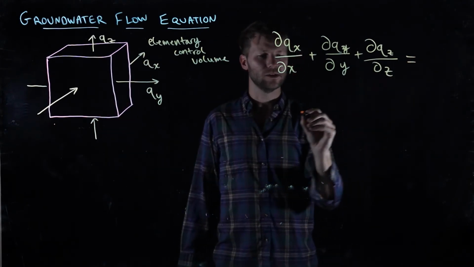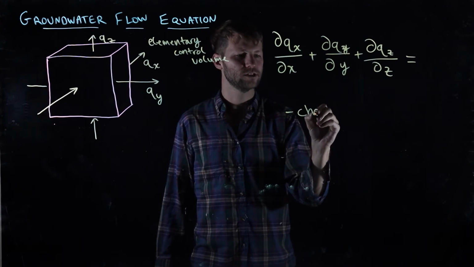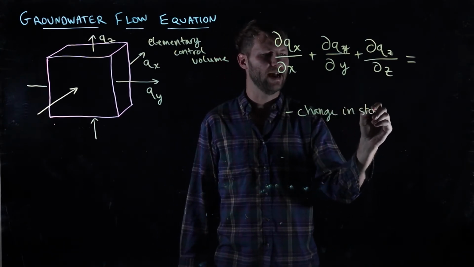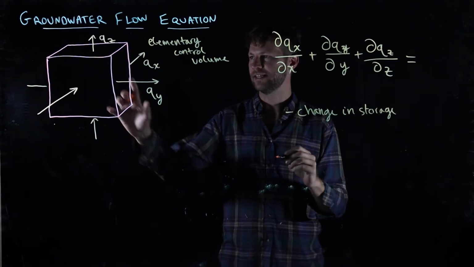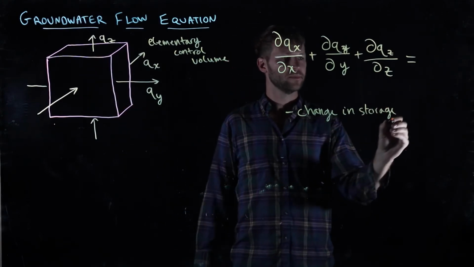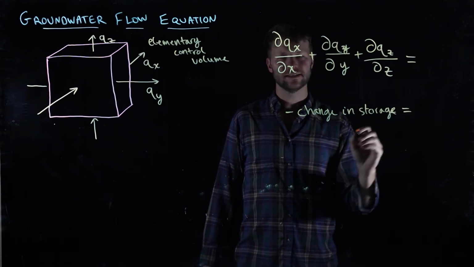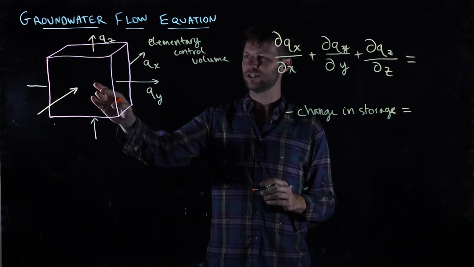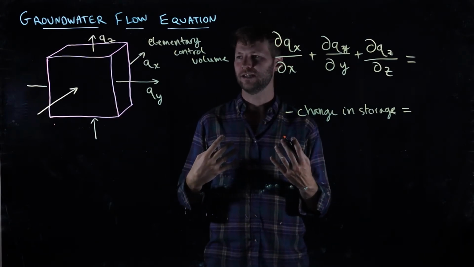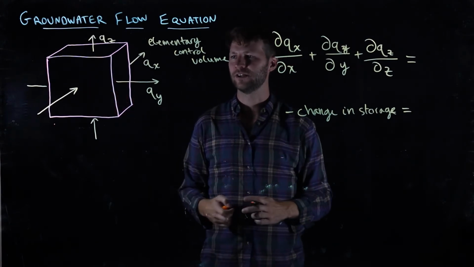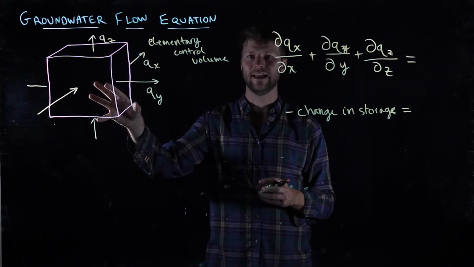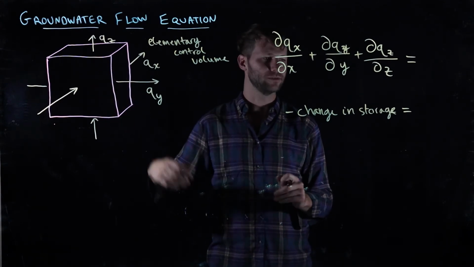This has to equal the change in storage, or the change in mass if we were to look at the density and the volume here. And we can relate this to the properties of the aquifer. If there's an increase or decrease in storage here, it must mean that water was added to or released from this control volume. And that has to be related to a change in the head of the aquifer.